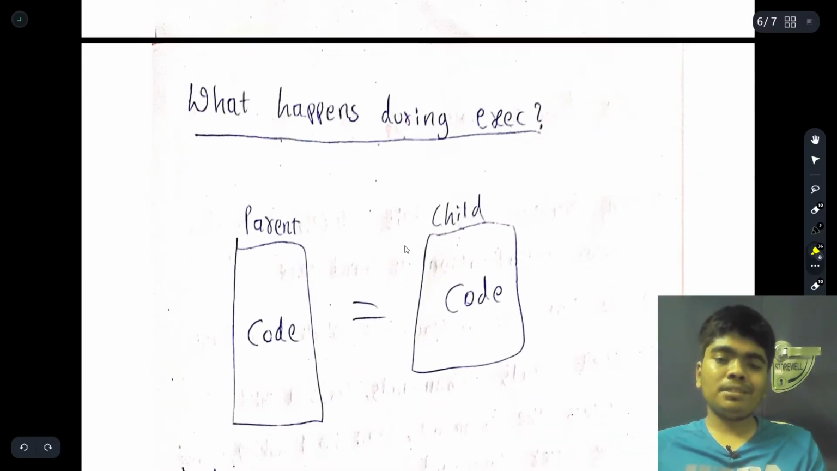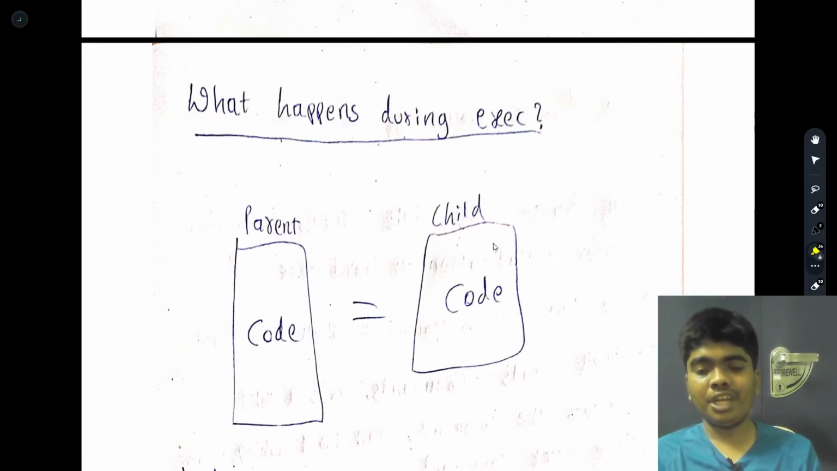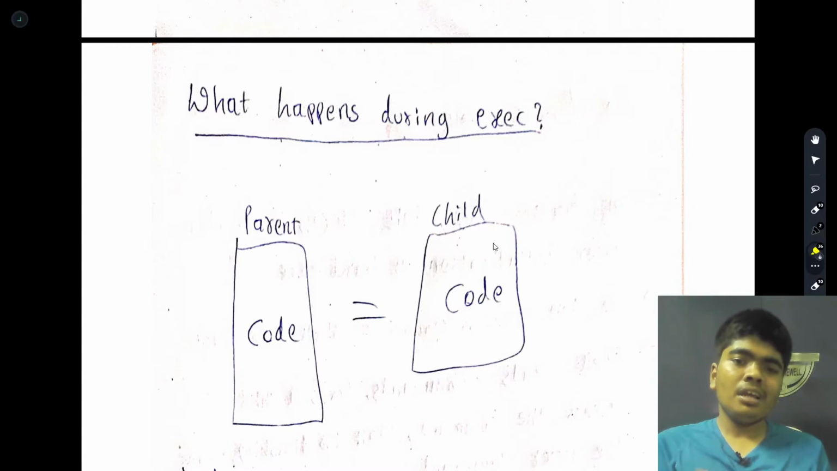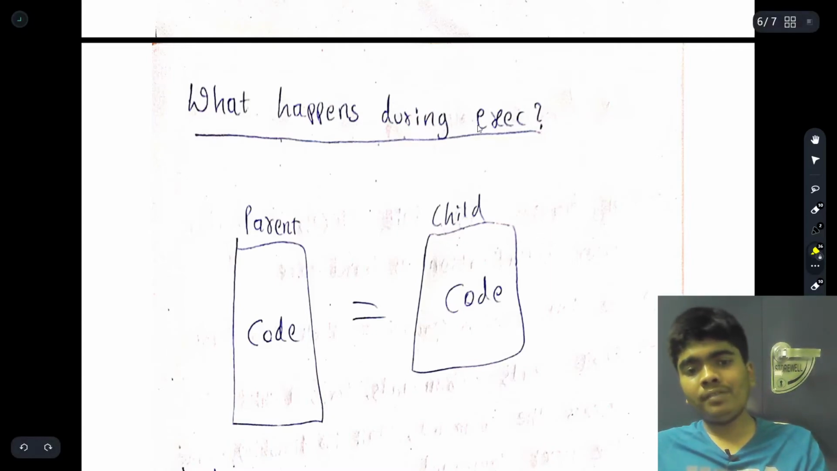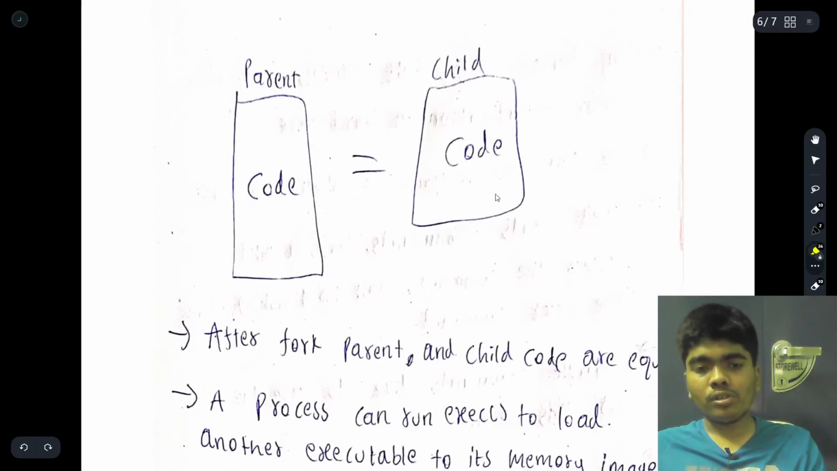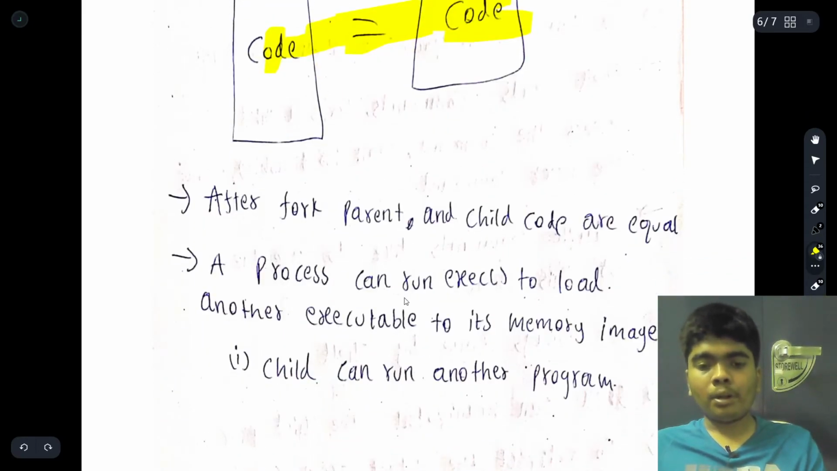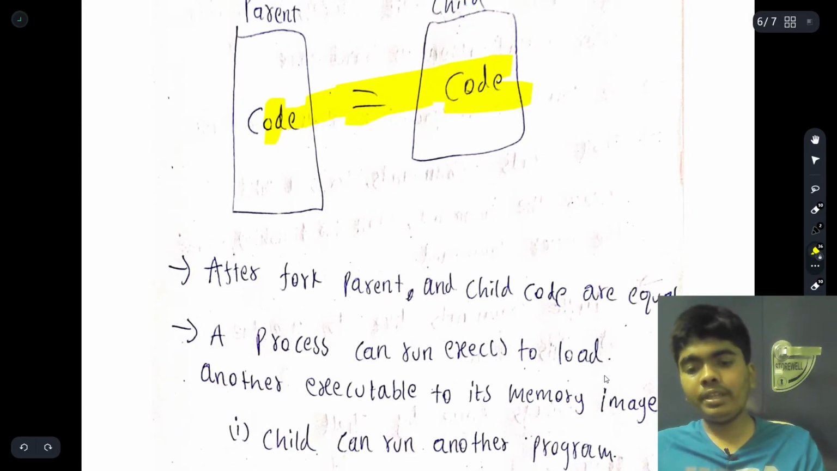So what happens during exec? Here we had just discussed it. If we apply the fork command, then the parent will create a child. The child will also have the same code as the parent. So what is the help of this? What happens during exec? After fork, the parent and child codes are equal, so a process can run exec to load another executable into its memory image.